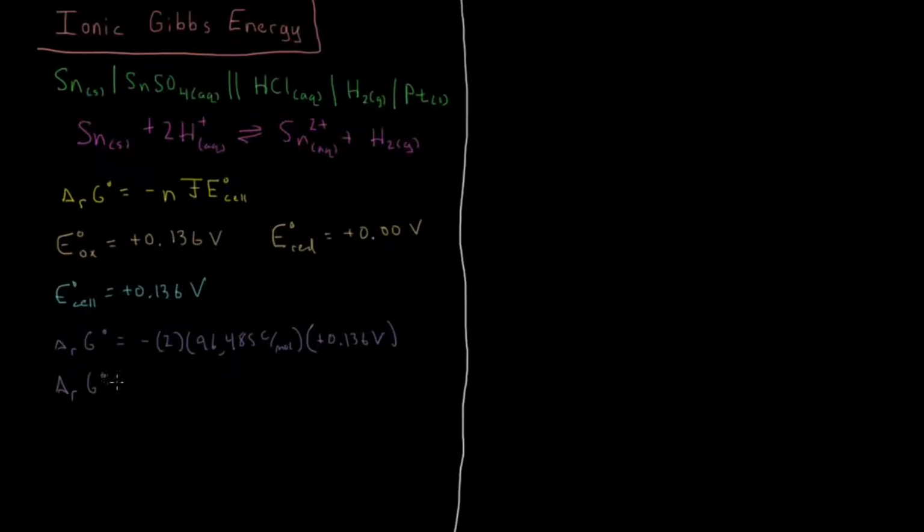So if you convert that Gibbs energy of reaction into kilojoules per mole, you'll get minus 26.2 kilojoules per mole. Just take the value you get here and divide it by 1,000, because 1 volt is equal to 1 joule per coulomb. Okay, so that's our Gibbs energy of the reaction there.